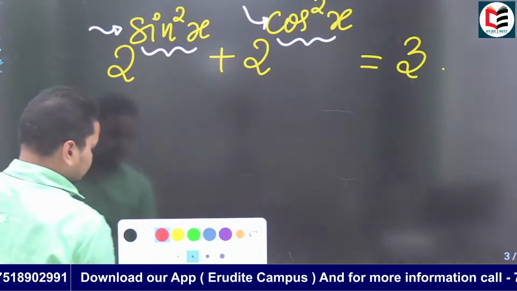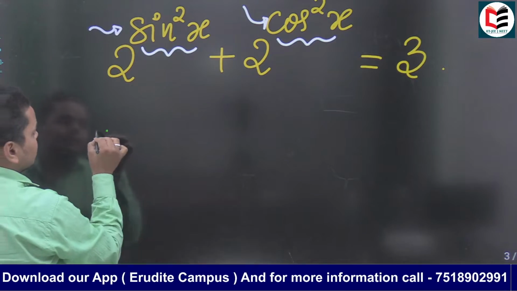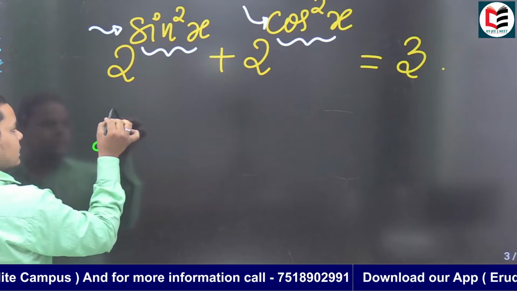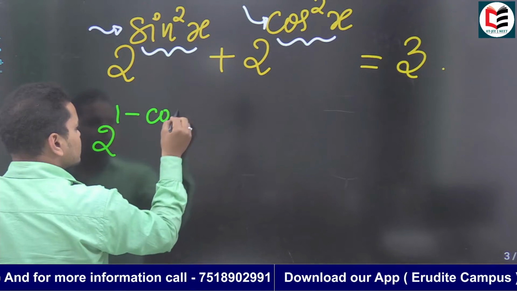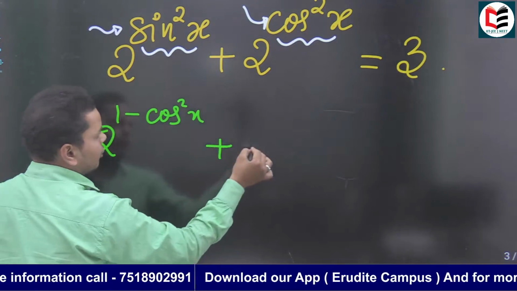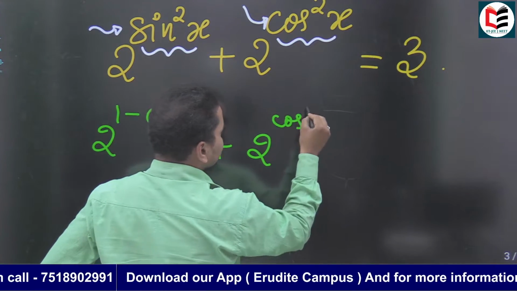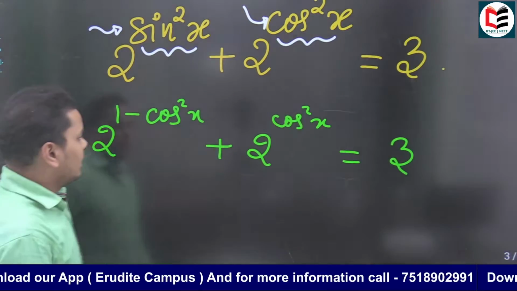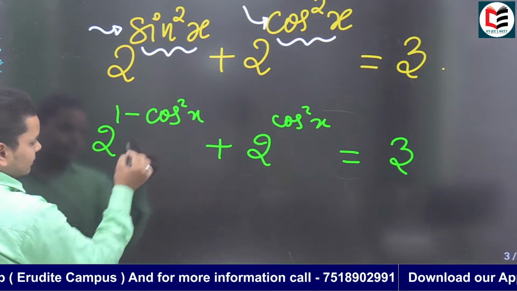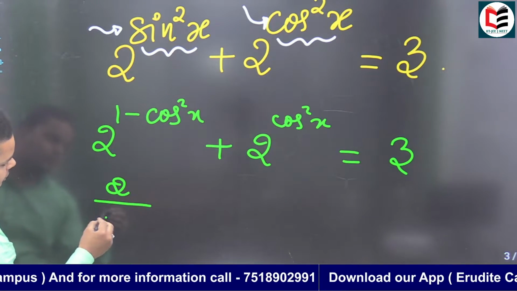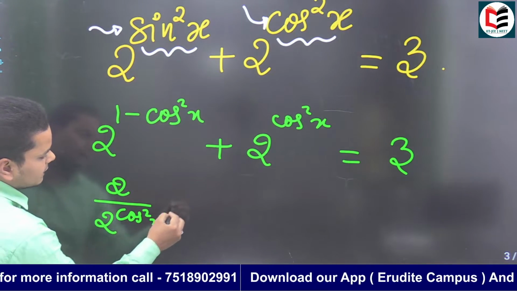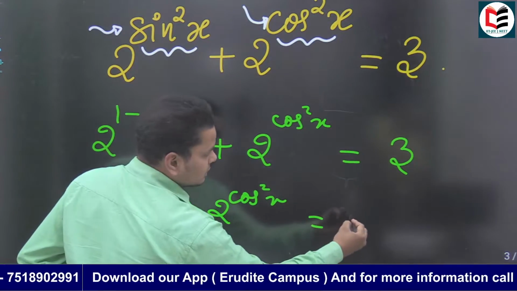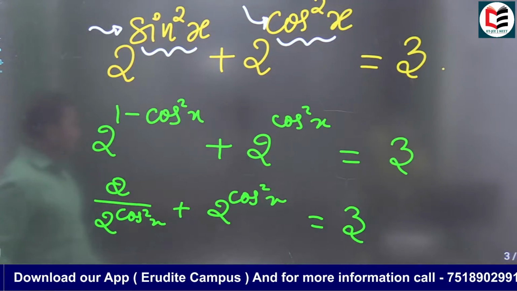After changing, we are replacing sin square x with 1 minus cos square x, so we put 2 to the power 1 minus cos square x here, and leave the other term as it is, 2 to the power cos square x, that is equal to 3. Now you know very well that this will become 2 upon 2 to the power cos square x plus 2 to the power cos square x, that is equal to 3.